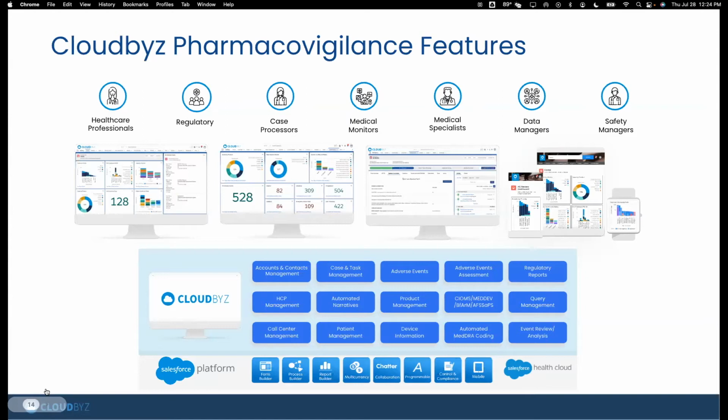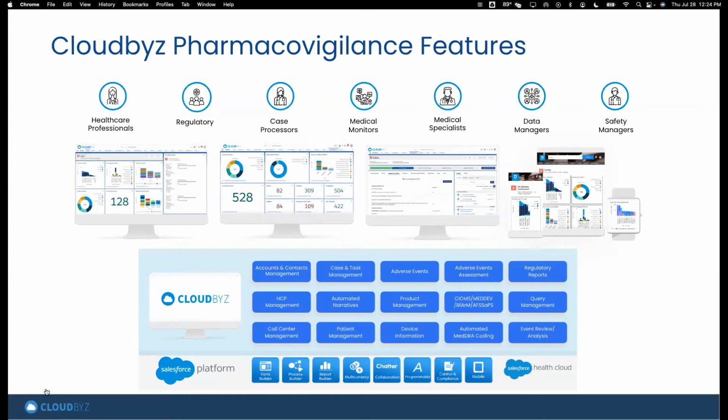Okay, so the Cloudbyz pharmacovigilance features. Just to go a little deeper, our system, the signal detection system as well, is meant for all types of different users, whether it's healthcare professionals, regulatory, your monitors, your DMs, your safety managers, et cetera. They can all access the system at various different points.